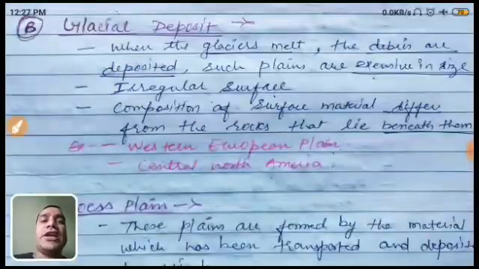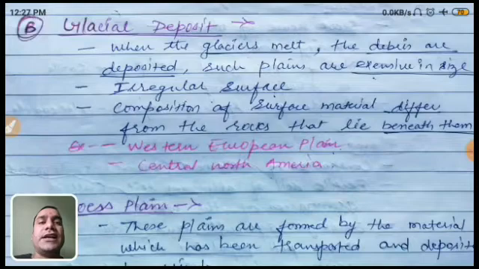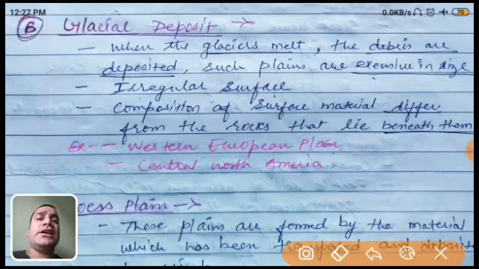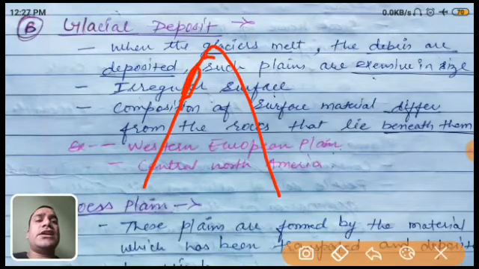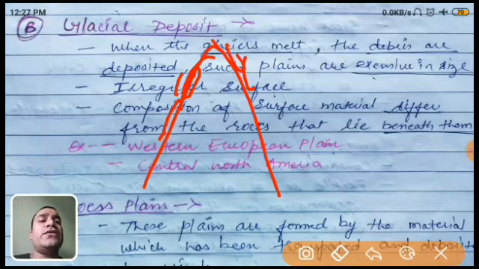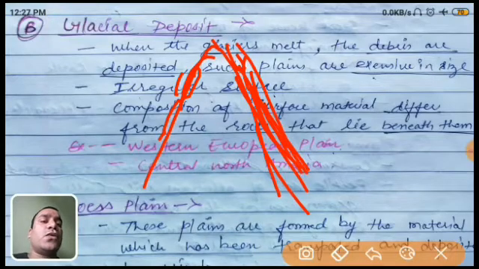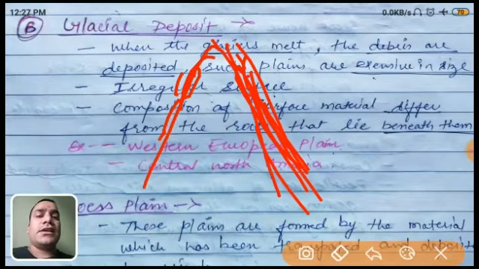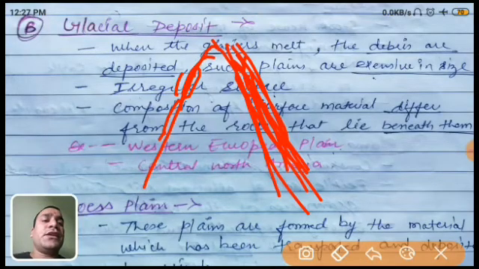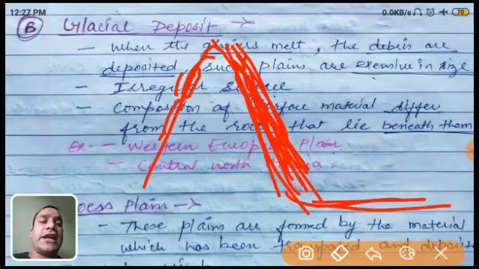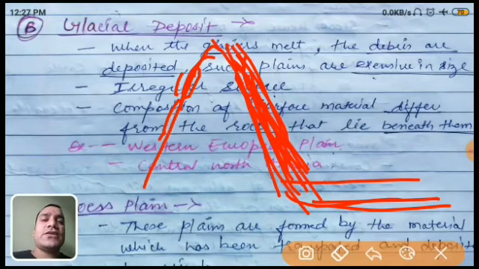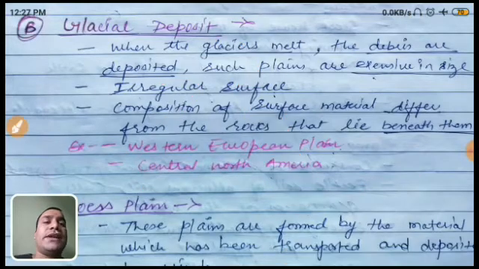Next one, it is the glacial deposit. By the name we can again clear what this glacial is. When these mountains are covered with ice, these are called glaciers. When the glaciers are slipping or coming down, they also carry some eroded materials with them, and it collects on the downside and forms a plain. This type of plain is called the glacial deposit plain or glacial deposits.